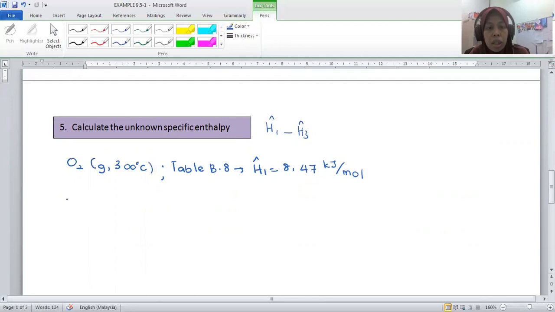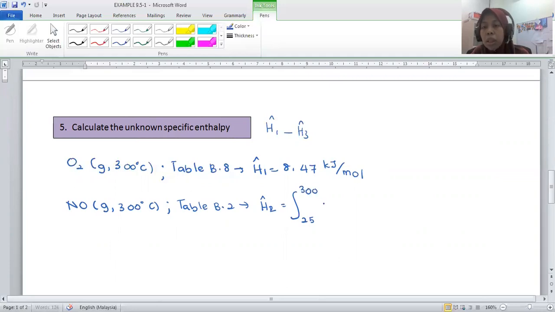So this one, and then the next substance is the NO, also in a gas phase, temperature 300 degrees C. This substance is not in table B8, so because you don't have it in table B8, you need to refer to table B2. In table B2, you need to find the nitrogen oxide. H2 integration from reference state 25 to our desired temperature 300 degrees C, Cp dT.